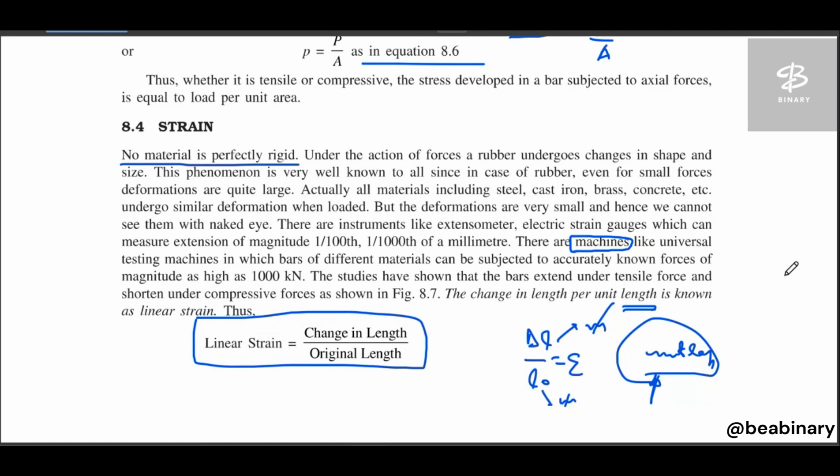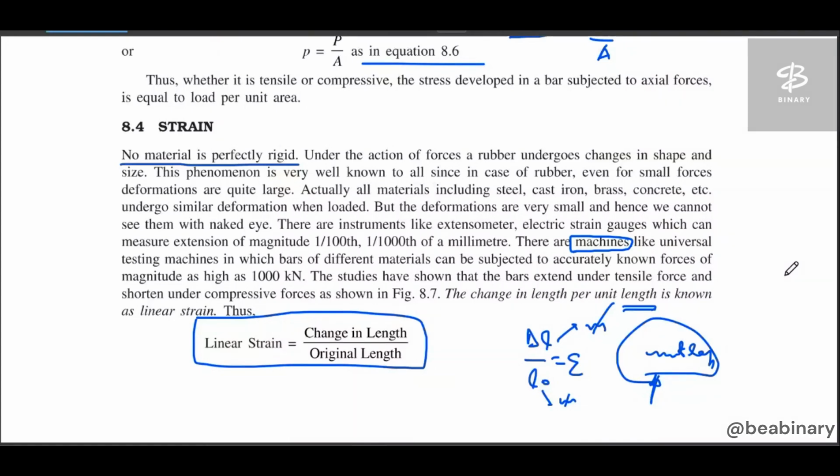Now, this is the mechanical part, but we want to discuss only the solid mechanics part. There are machines like the universal testing machine, the UTM, in which bars of different materials can be subjected to accurately known forces as high as 1000 kilonewton, 2000 kilonewton, 4000 kilonewton, etc. Studies have shown that a bar extends under tensile force and shortens under compressive force. Both conditions are applied in the UTM.